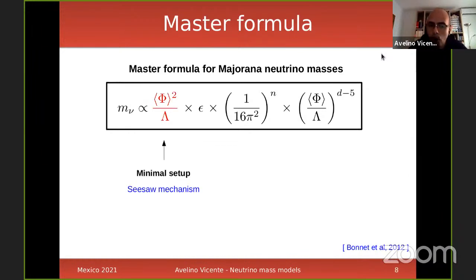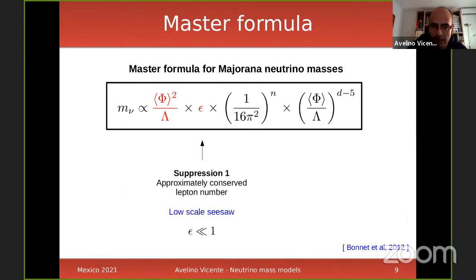As I said, you always have this minimal factor. This is always there, and this is actually what you have in the seesaw mechanism. You only have this. Now, in some models, you have an extra suppression. You have an additional parameter that I call here generically epsilon, that is typically very, very small. This is what happens, for example, in models that realize the seesaw mechanism at low energies.